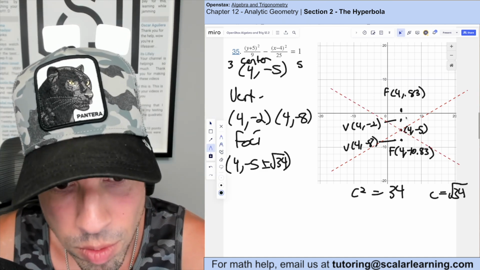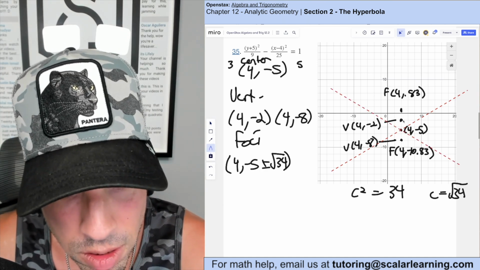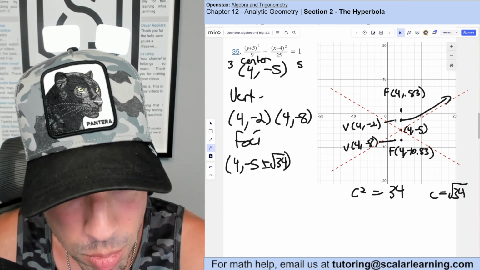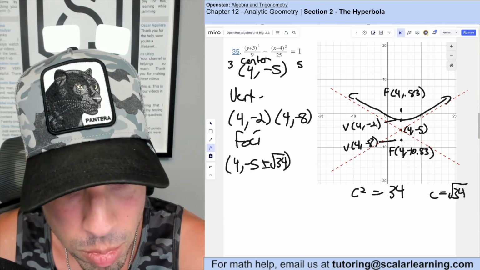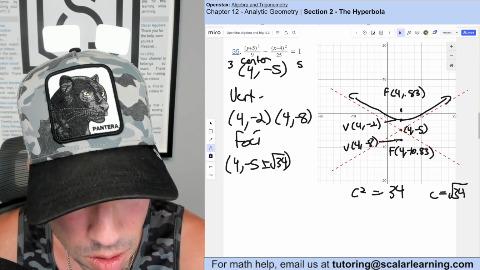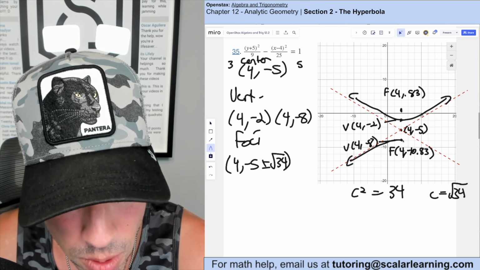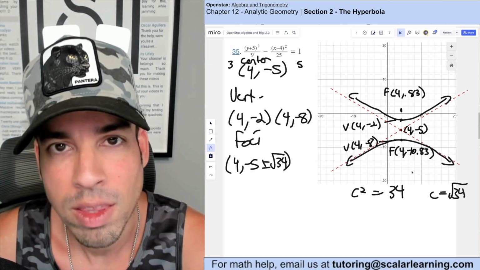Once we've got those, we start at the vertices and we just hug the asymptotes. Boom. Hug the asymptotes. Boom. And we do the same coming down here. Hug the asymptotes. You see we're going around those foci, which is what we want. That's how you do it.